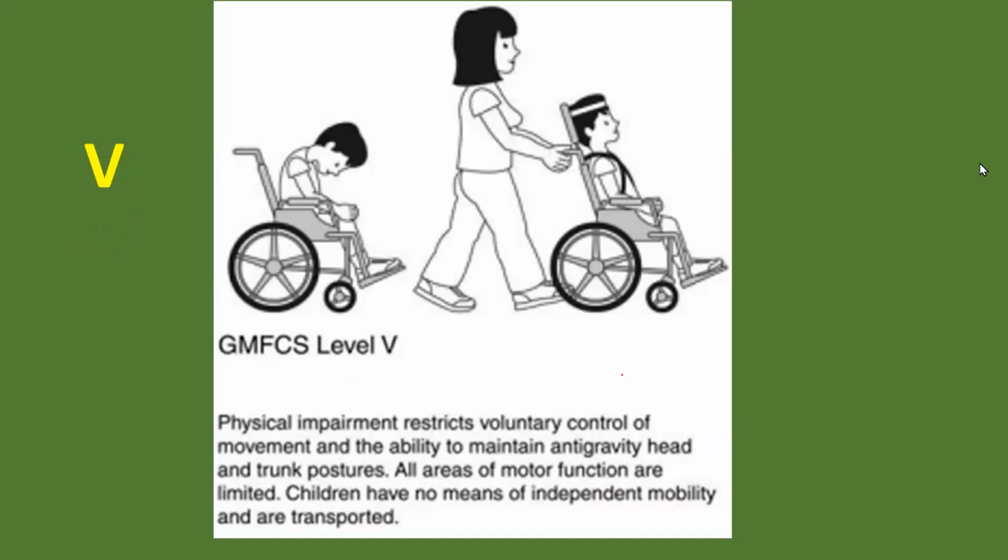Level 5: physical impairment restricts voluntary control of movement and the ability to maintain anti-gravity head and trunk postures. All areas of motor function are limited in level 5 GMFCS. Children have no means of independent mobility and are transported.